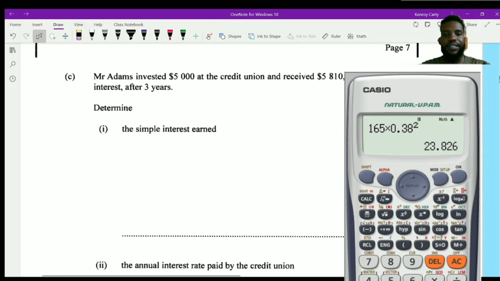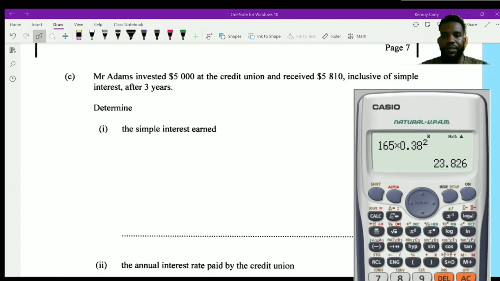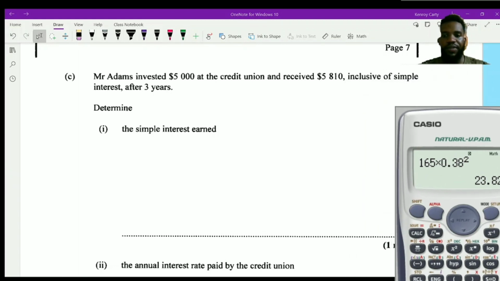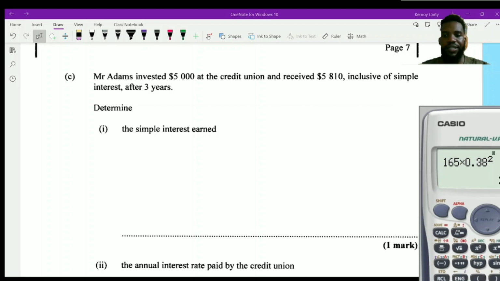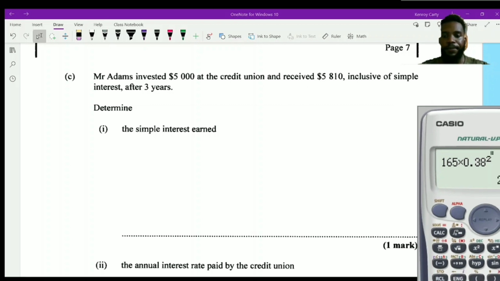We are now at question C. All right. Let's see what happens here. I'm going to stop sharing so you can see the question clearly. Let me just put this all the way over to the right here so you can actually clearly see my question. It says, Mr. Adams invested $5,000 at a credit union and received $5,810, inclusive of simple interest, after 3 years. Determine part A, the simple interest paid.